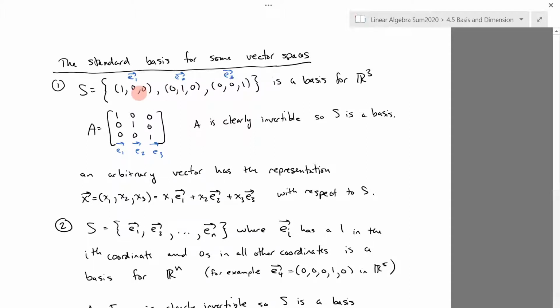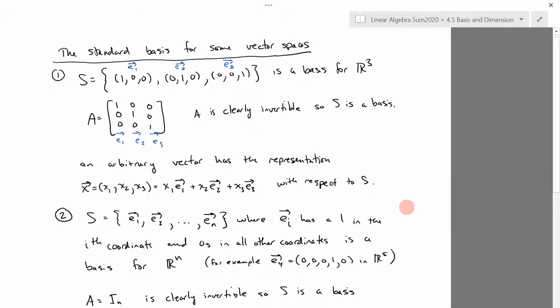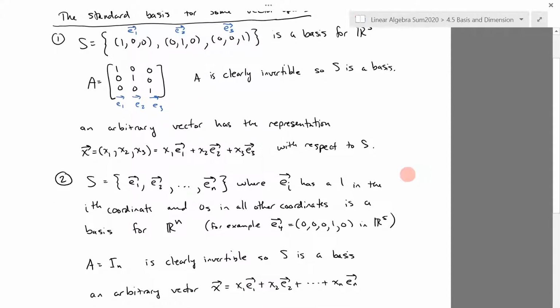And so basically the individual basis vector just separates the coordinates of the vectors in R3. Okay, so if we look at Rn in general, we can construct the standard basis in exactly the same way, right?